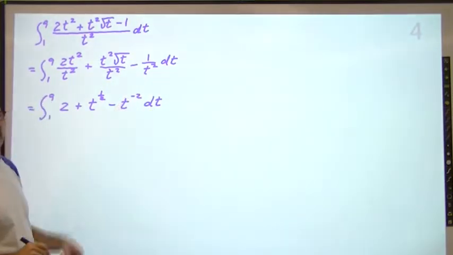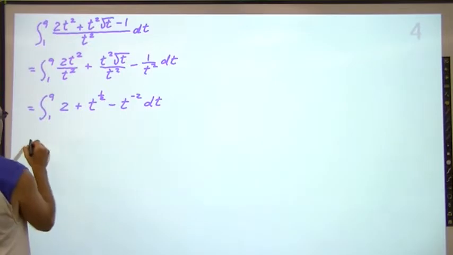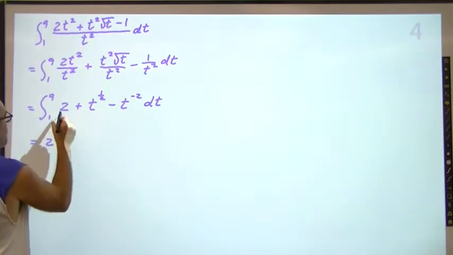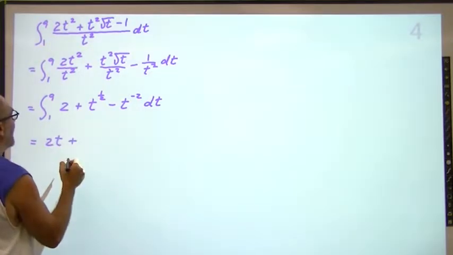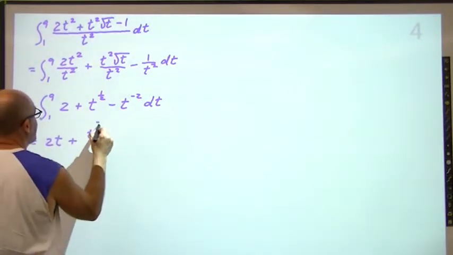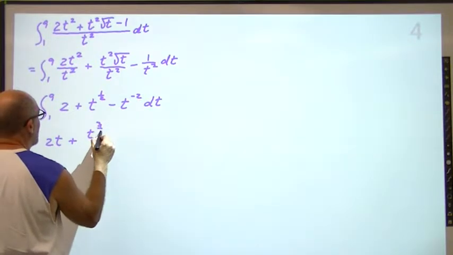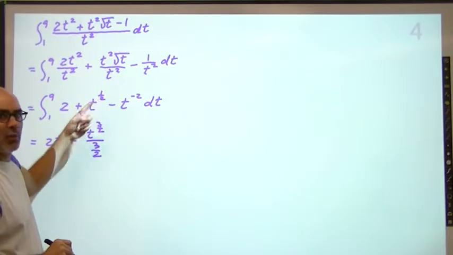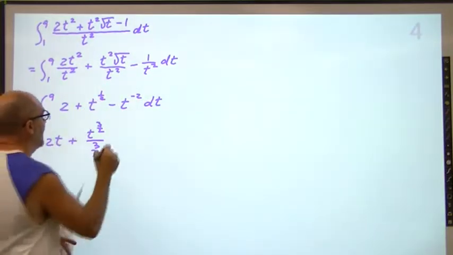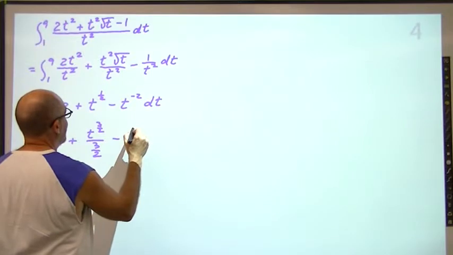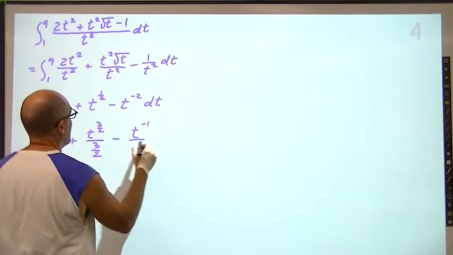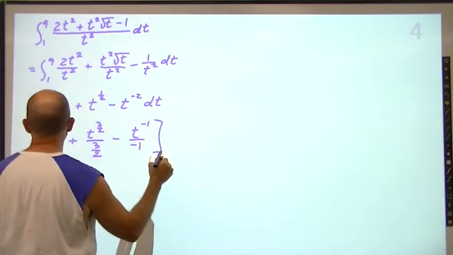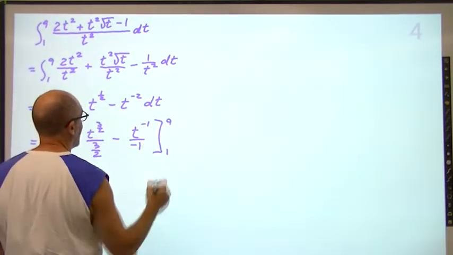And 1 over t squared is t to the negative 2. Okay, so this then becomes 2t plus t to the 3/2 over 3/2. Remember, raise the exponent by 1 and divide by that value. And then we've got minus t to the -1 over -1. And we're evaluating this from 1 to 9.